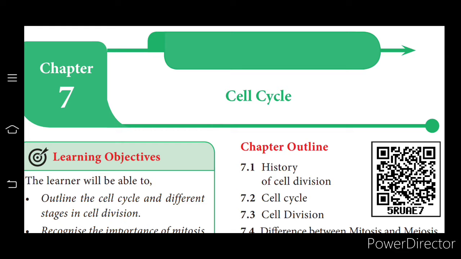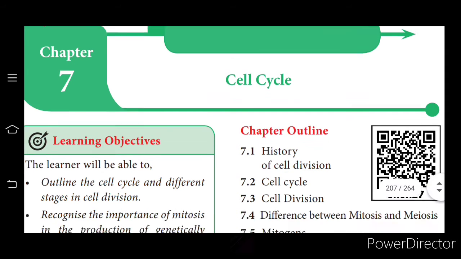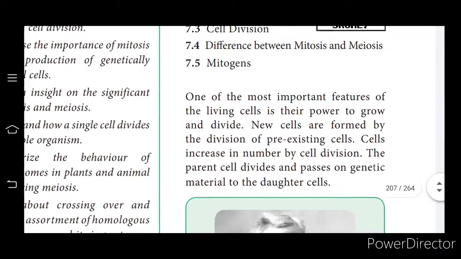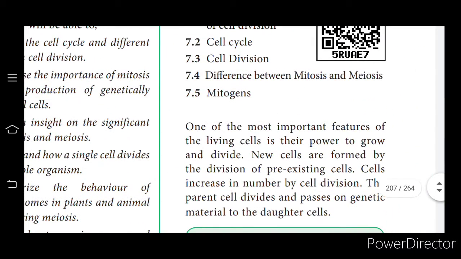Today we are going to learn the 7th lesson in botany. The topic of the lesson is cell cycle. So, the cell cycle outline I gave you in the live class. We will just move on with the various steps in cell division.